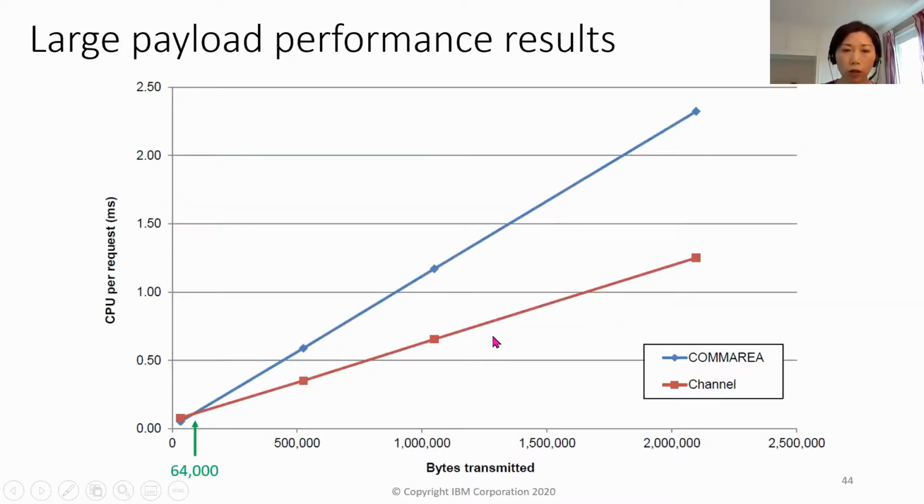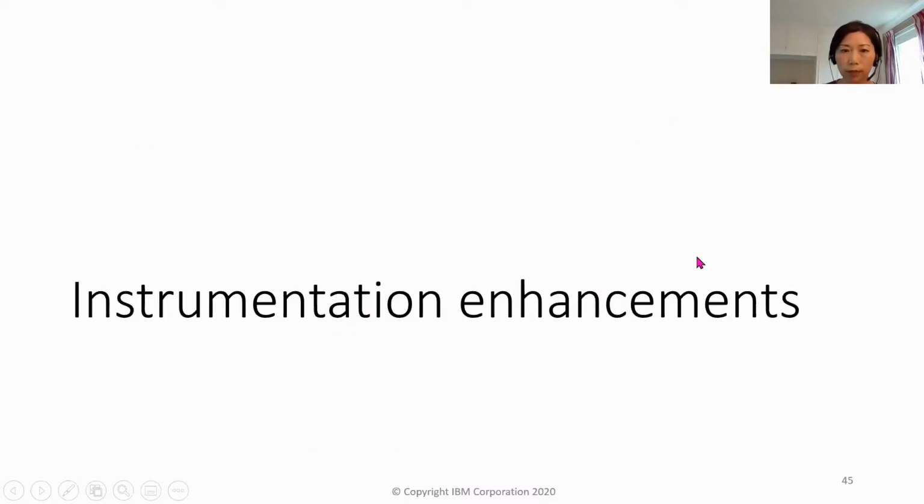But for the larger payload, especially when the payload crosses 64 kilobytes, you can see a significant improvement on the CPU per request with the channel EXCI commands. So for example, for 2 megabytes of data we transfer from EXCI into CICS, the CPU per request is reduced by about 2 milliseconds. So that's really quite a lot of savings.